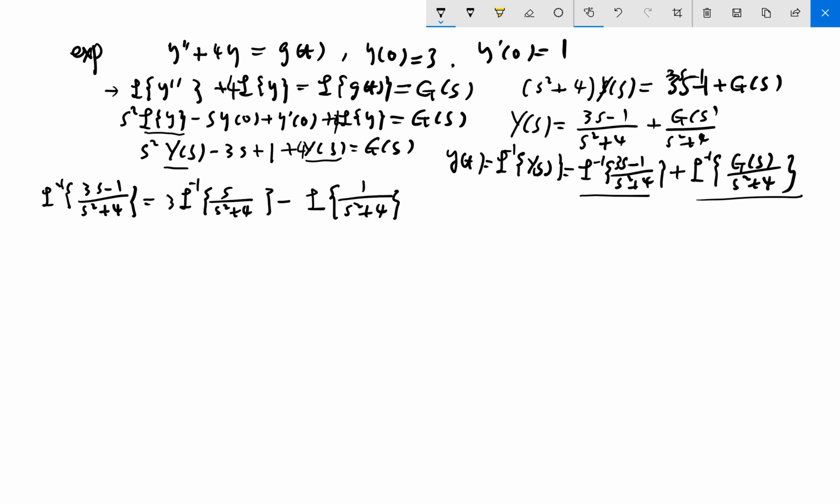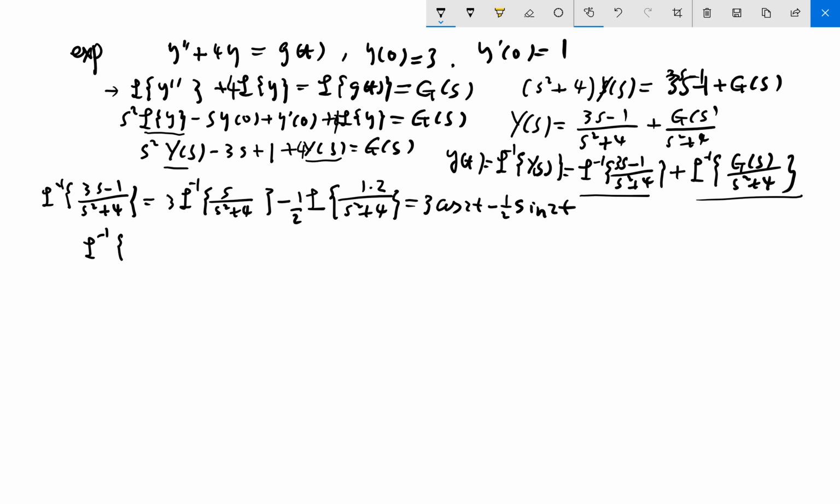Okay, if you want to use the formula, you need a 2 on the numerator. So you multiply by 2 and divide by 2. And this one gives you, using the formula, 3 cosine 2t, and minus 1/2 sine 2t. Okay, this is using the formula. Now let's look at the second one.